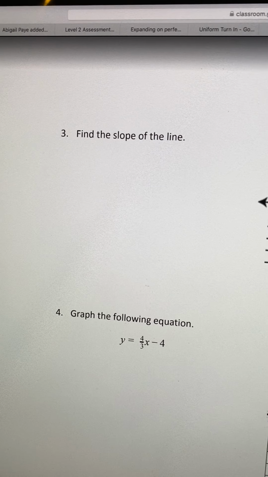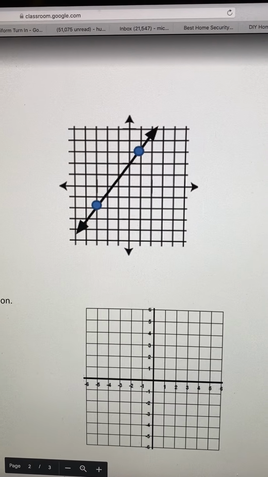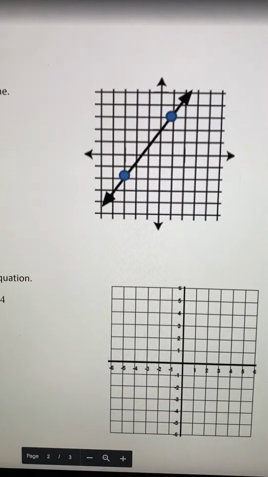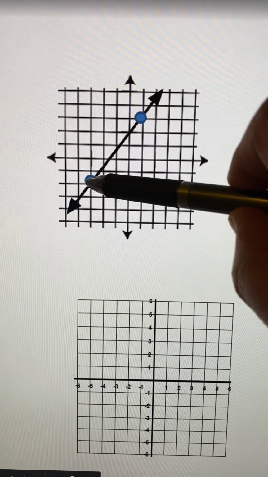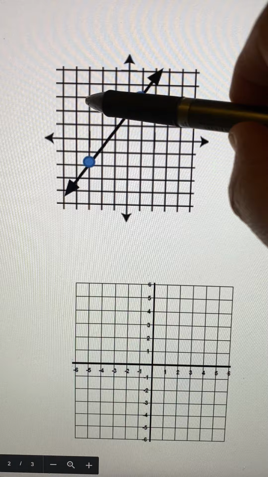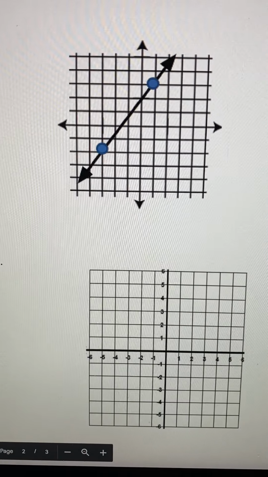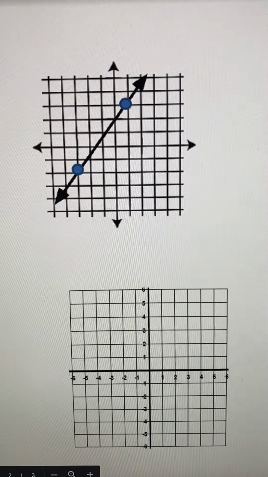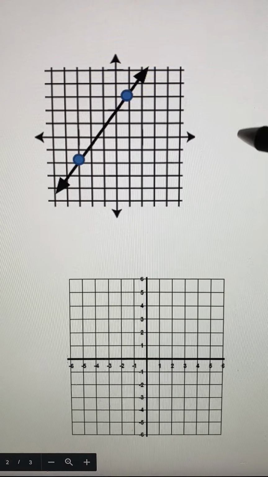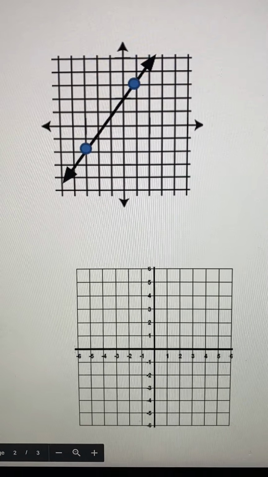Find the slope of this line. There are a multitude of ways that you can find the slope. You could just go to each dot and count. 1, 2, 3, 4, 5, up. 1, 2, 3, 4, over. Up, rise, 5, over 4. 5 over 4 would be the slope.